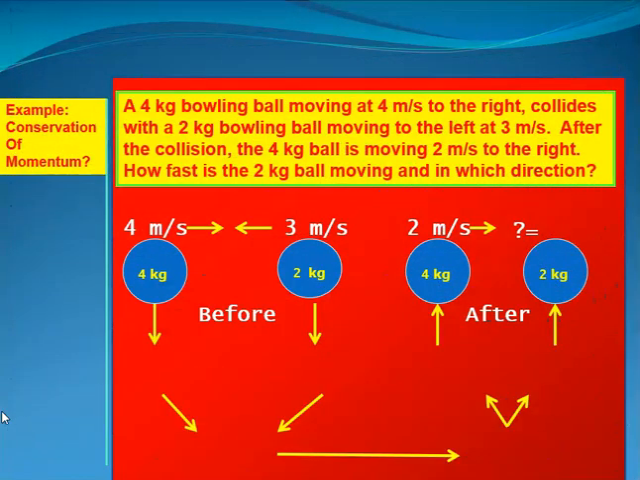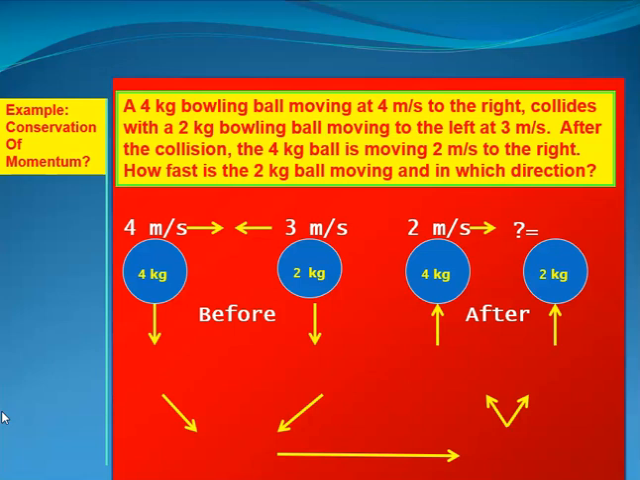Okay, so here's a little schematic I set up to illustrate this. A 4 kilogram bowling ball moving at 4 meters per second to the right, so you can see that on the left hand side of the diagram, collides with a 2 kilogram bowling ball moving at 3 meters per second to the left. Now, one thing you have to realize, you have to assign a positive and negative direction. So we're going to say the positive direction is to the right and the negative direction is to the left. You could have reversed it and ended up with the same answer in the same situation.